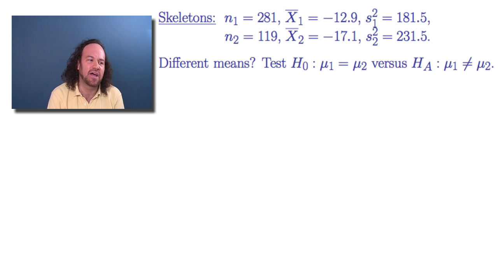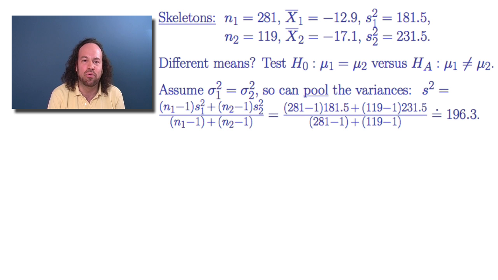Let's go back one more time to the skeletons. And again, we had the male skeletons, the 281 of them with their sample mean and variance. We had the female skeletons, 119 of them with their sample mean and variance. And we're still testing whether the means are equal versus whether they're unequal. But now we're going to assume that the true variances are the same for both genders. And if we assume that, then we can pool the variance estimator. And using that same formula, we get an S squared, this pooled variance, which works out to about 196.3.